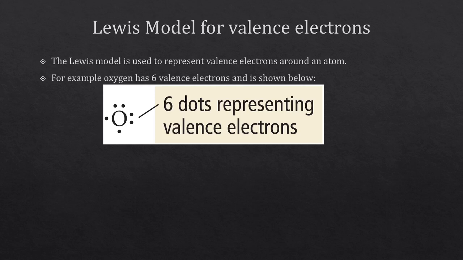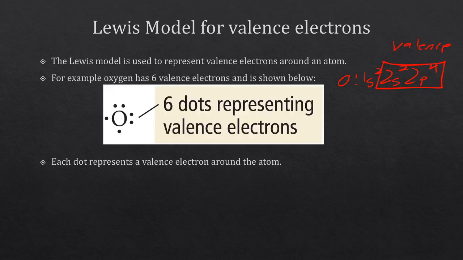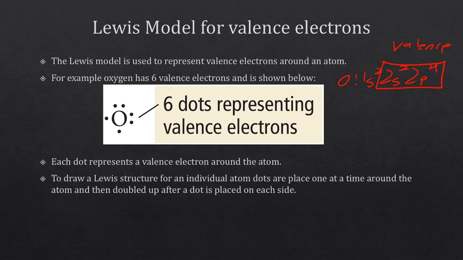As a reminder of where I got that from, oxygen's configuration is 1s2, 2s2, 2p4. Everything with this 2 right here is valence. And so we represent those with dots. Each dot is going to represent 1 valence electron around the atom. To draw a Lewis structure for an individual atom, dots are placed one at a time around the atom, and then doubled up after a dot is placed on each side. So we place the 4 dots first, and then if we have more, we start pairing them up.